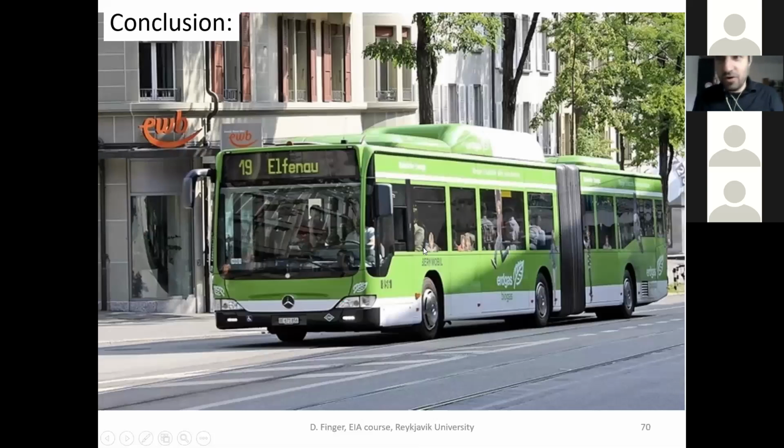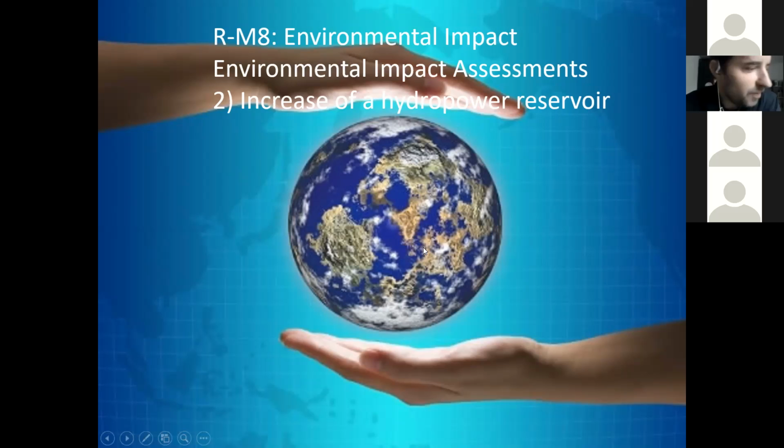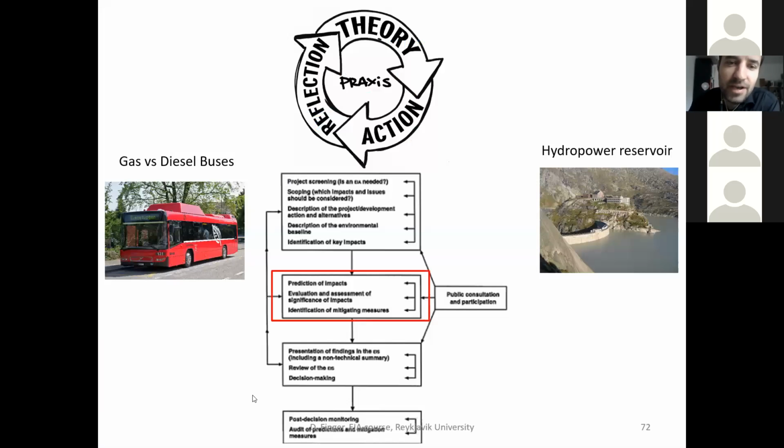I think if there are no further questions, I'm going to continue with the second case study. And the second case study is about a hydropower reservoir. And there we're in the prediction of the impacts. So we're more or less in the middle of the environmental impact assessment, if you were to relate it to the assessment. And again, I just want to show you that sometimes these studies are pretty extensive, but they cover just a small part of an environmental impact assessment process.